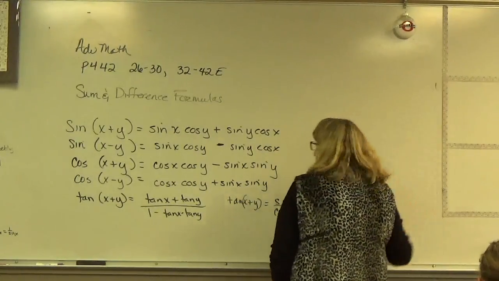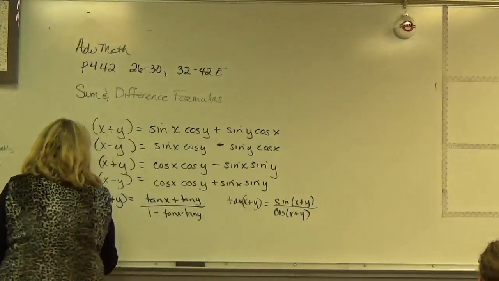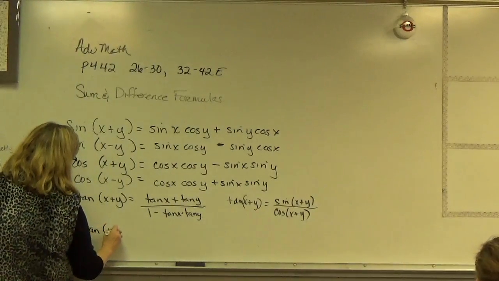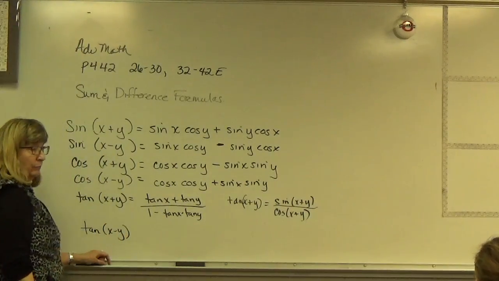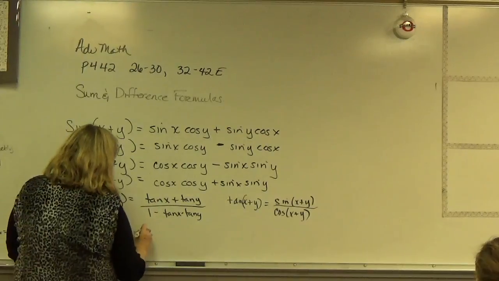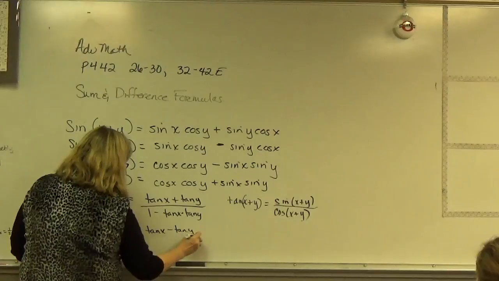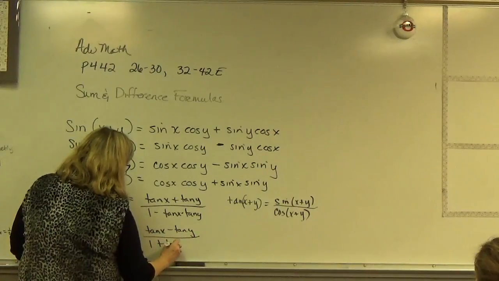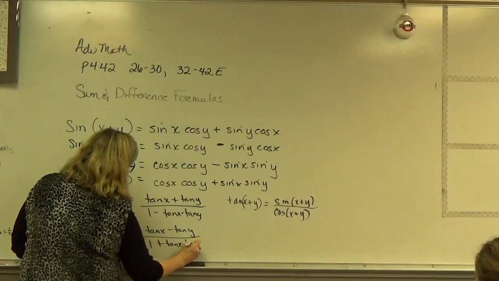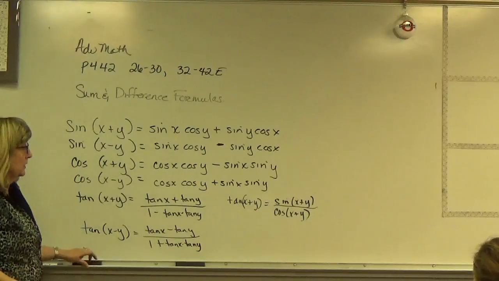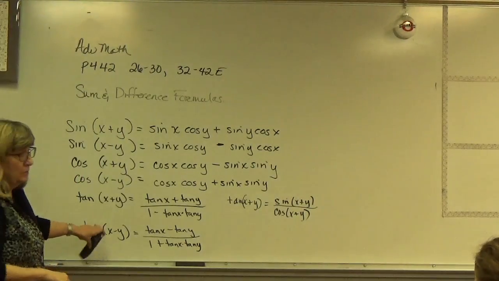Okay, and then there's one last one. What do you think the tangent of x minus y is gonna be? Opposite signs. So it'd be the tangent of the first one minus tangent of the second one over 1 plus the tangent of the first one times tangent of the second one. So you have your formulas there in front of you, and you're gonna make use of those.